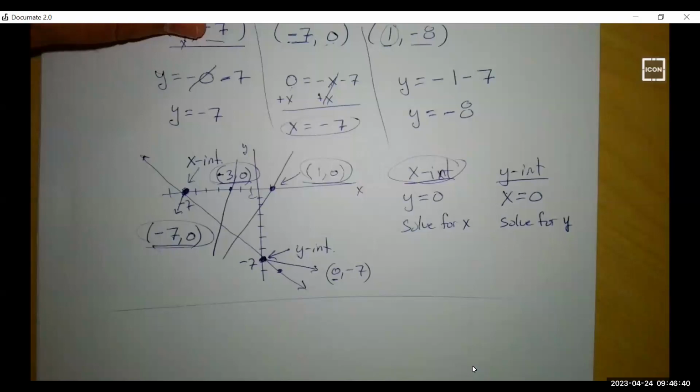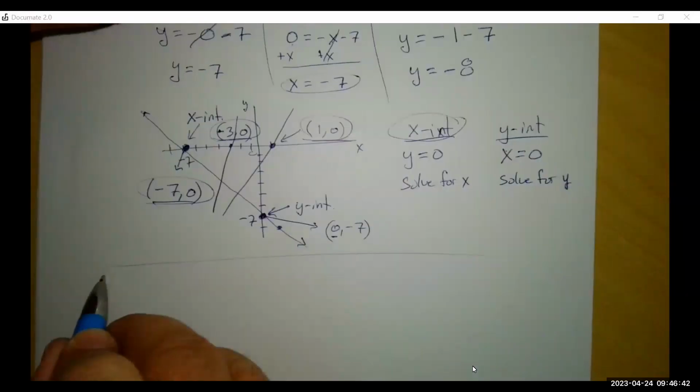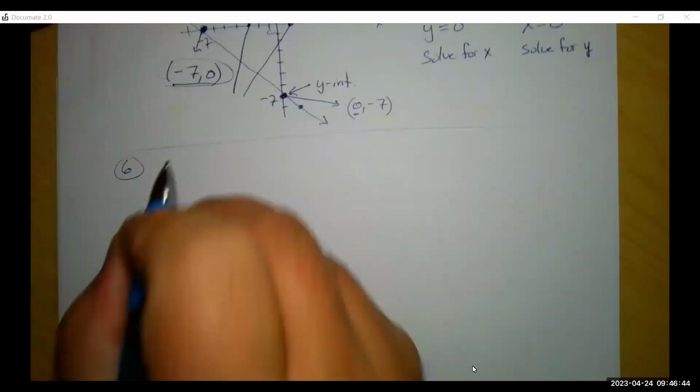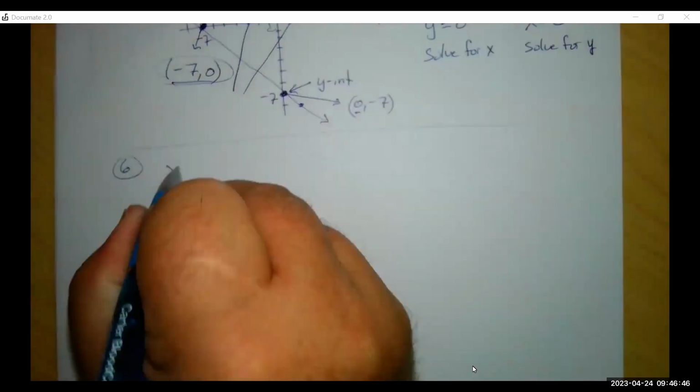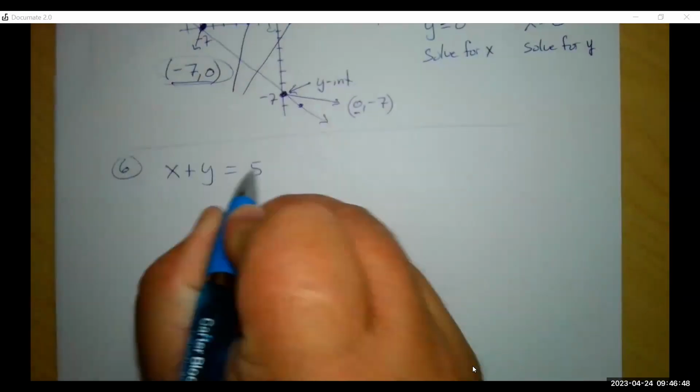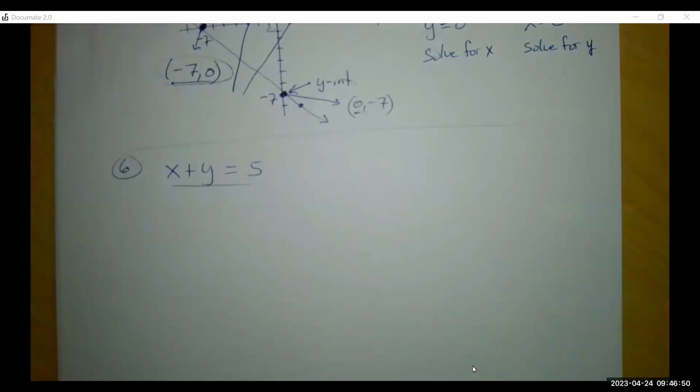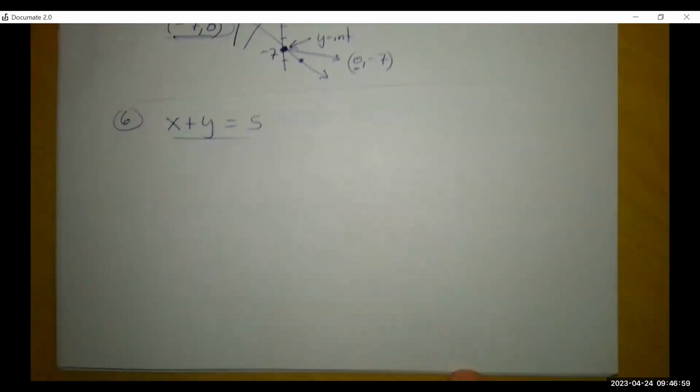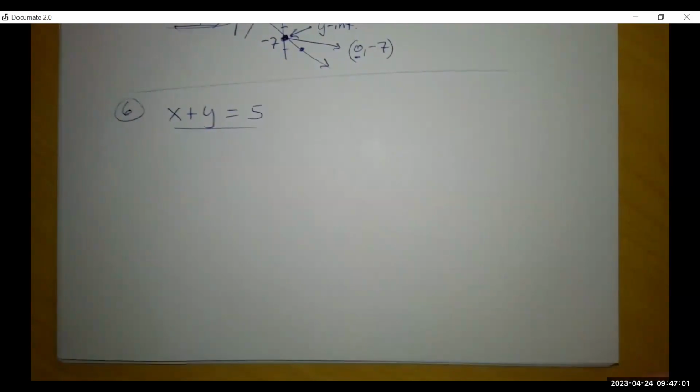Look at this question. x plus y equals 5. It says find the intercepts for the graph of the equation. Find the intercepts.